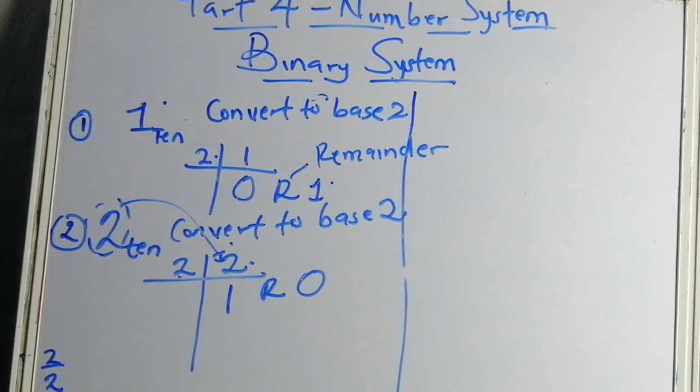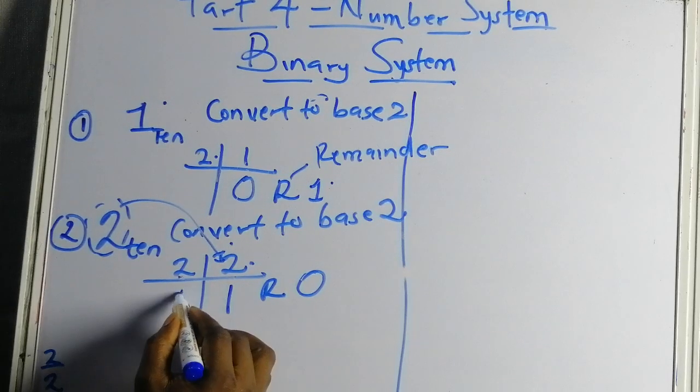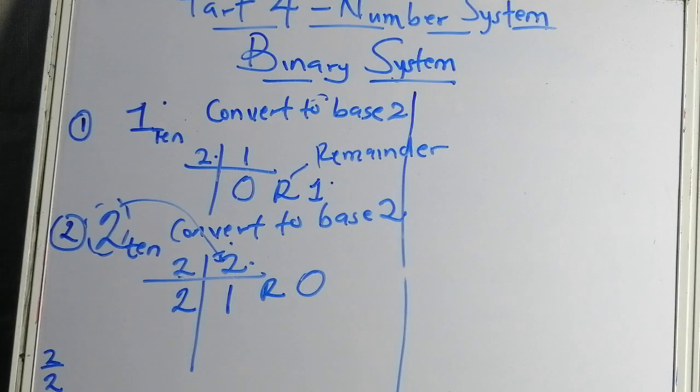So you still have your 1. 2 divided by 2 is 1. Is it remaining anything? No. R means remainder, so because it's not remaining anything, you have remainder 0. Now you move further again. You put another 2 here. What are you trying to do? You are trying to divide until the value cannot go any more.